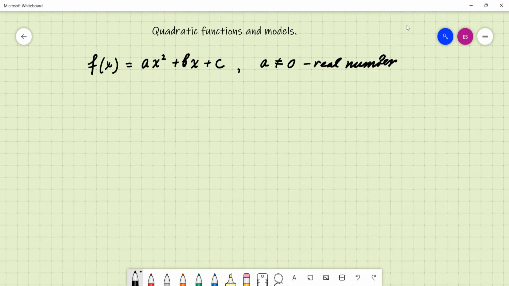Also, b and c are real numbers too. How do we graph a quadratic function? Well, first, why do we call it quadratic? Because it's a square. Square in Greek is quadra. No, in Greek it's tetra. Quadra is Latin. Sorry, a little mistake. Okay, well, we're going to consider several steps in graphing quadratic functions.